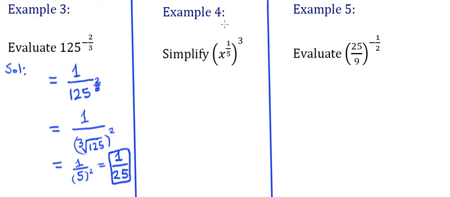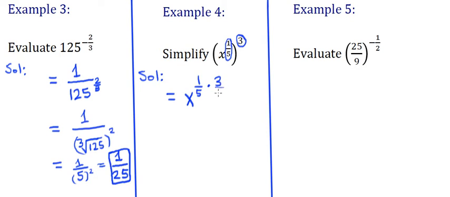Let's take a look at example number 4. They say now simplify x raised to 1/5, all that raised to the third power. Solution. Here, first I'm going to apply the power rule, the one that says that if you have two exponents, one right next to the other, then you just have to multiply the exponents, right? Whatever they are. 1/5 must be multiplied by the number 3. So what is 1/5 times 3?